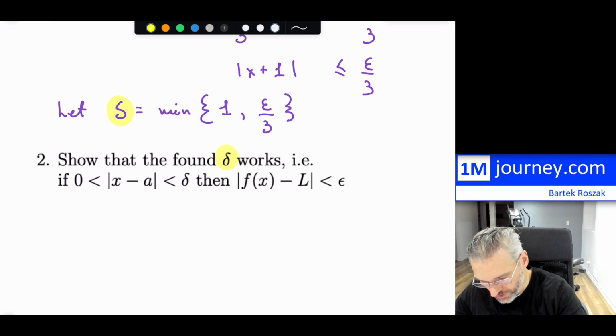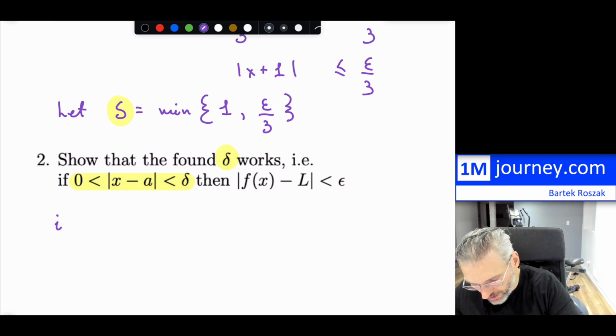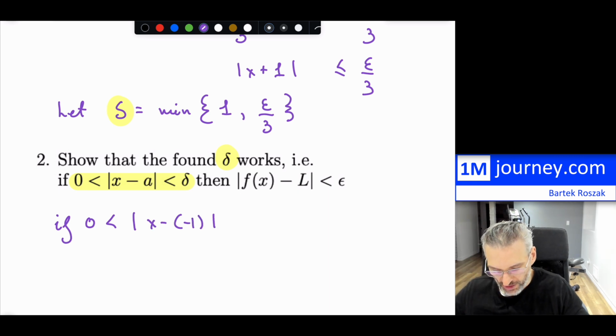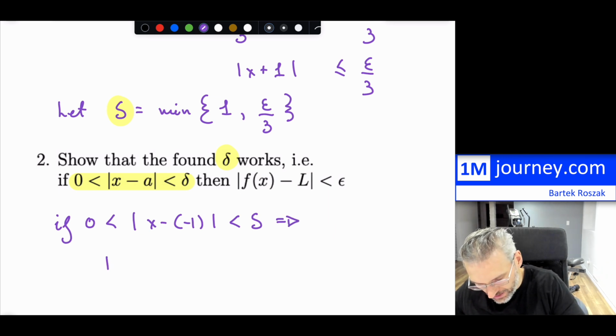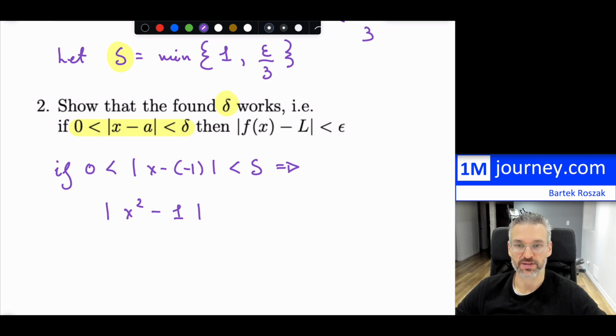Now, what do we mean by works? It means that if this is true, so if x minus -1 is within delta, then what we want to be able to see is that f of x, which would have been x squared minus 1, is going to be less than epsilon, right? So that's what we want to be able to see.